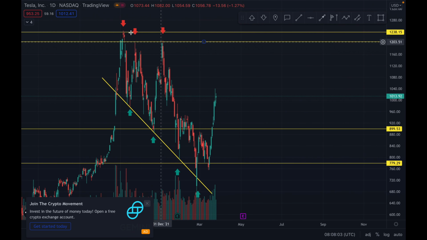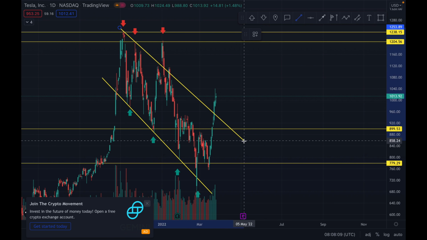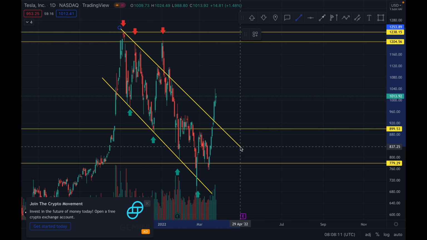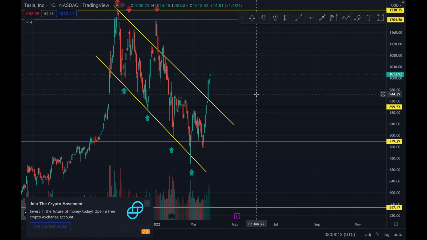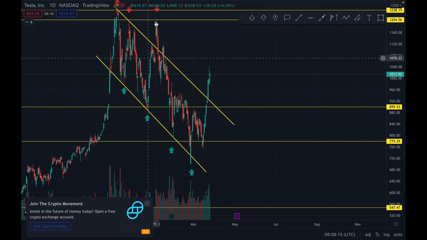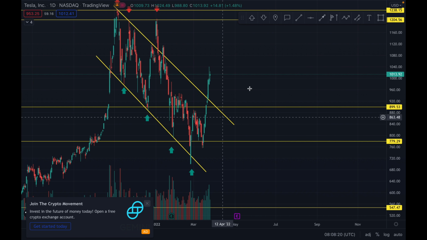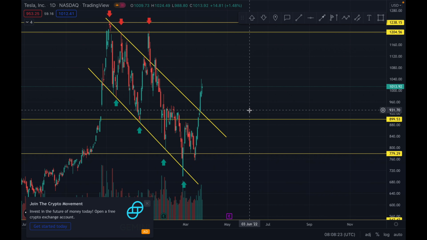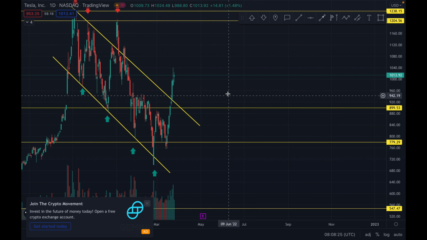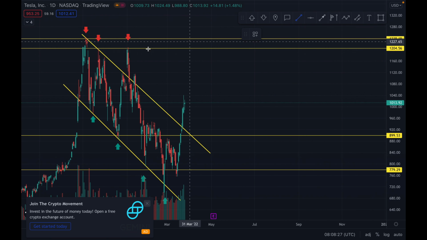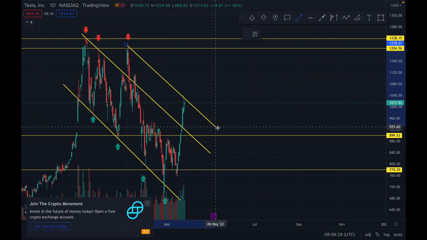This will be a resistance. If you want to draw, then you can draw also. It seems to intersect here. You can see it's a channel. This one broke through but went down again, broke through, will it go down? I'm not so sure. We'll see tomorrow how it goes. You can also draw another one.